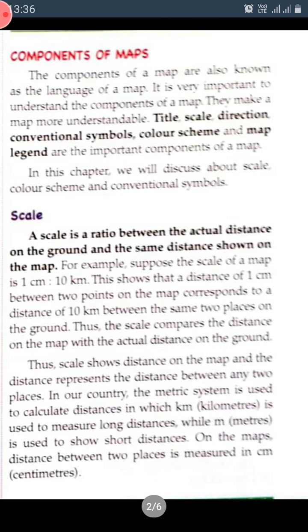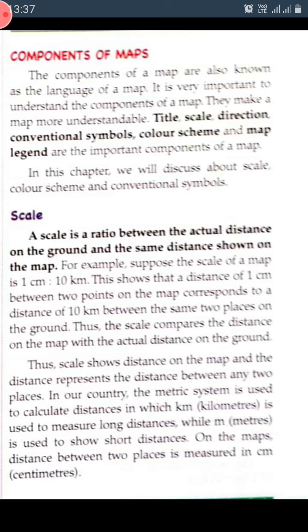Components of maps are also known as the language of a map. So there are different components of maps. These are the title, the scale, the direction, conventional symbols, color scheme, and map legend. So first, scale. A scale is a ratio between the actual distance on the map to the same distance on the ground.